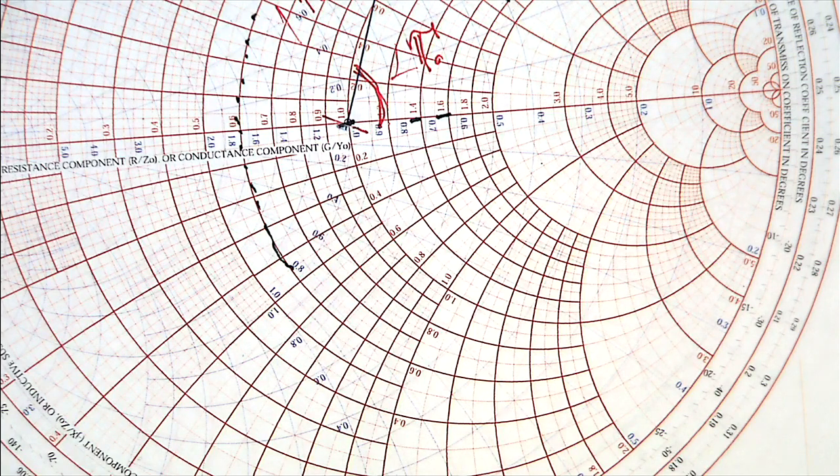divided by 3 times 10 to the power 8, multiplied by 2 centimeter, which is 2 times 10 to the power minus 2. We can calculate this and then change it to degrees. So this is in radians.